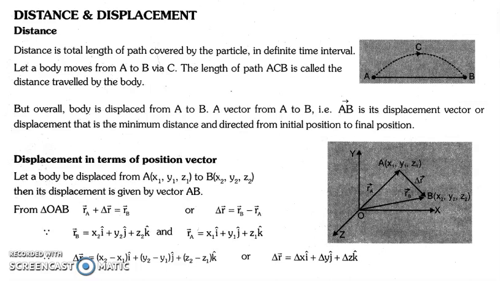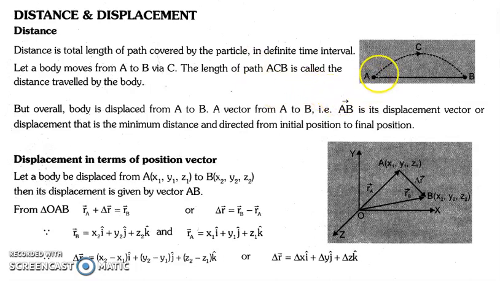As we know that distance is the total length of the path covered by the particle in a definite time interval, and displacement is the shortest path. This we already know, the difference between distance and displacement. Related to this, you have already learnt the concept of velocity, speed and acceleration as well.